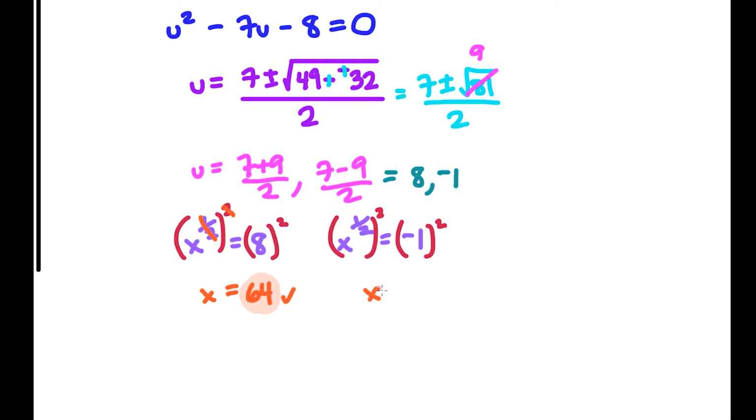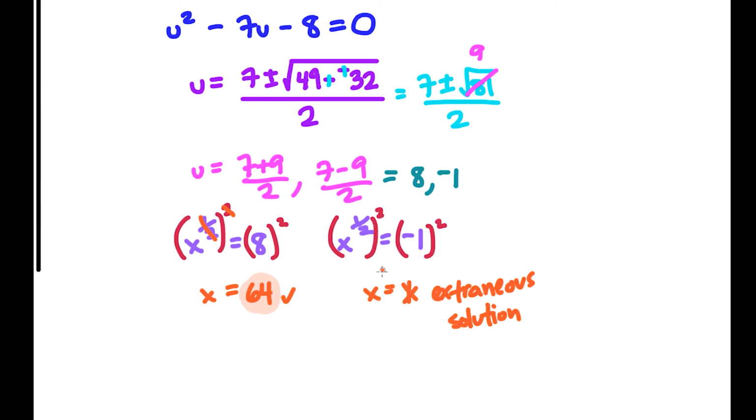And we end up with x is equal to 1. But if you actually tested this out by plugging it back in for this x right here, it's going to be 1 to the 1/2 power is equal to -1. That is not true. So this would actually be an extraneous solution, which means you don't actually count it.